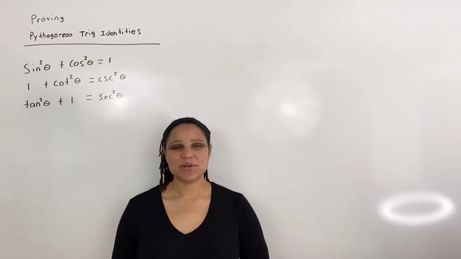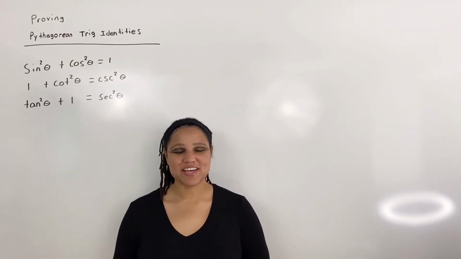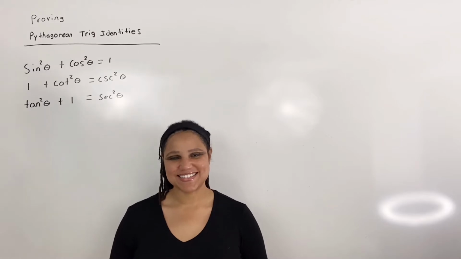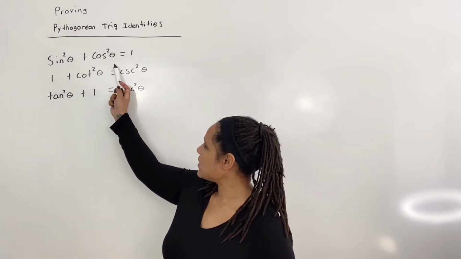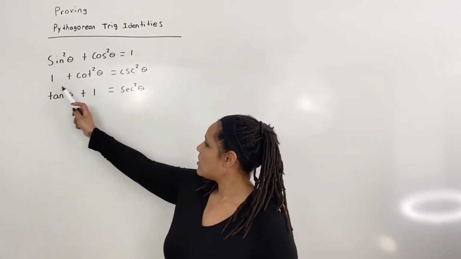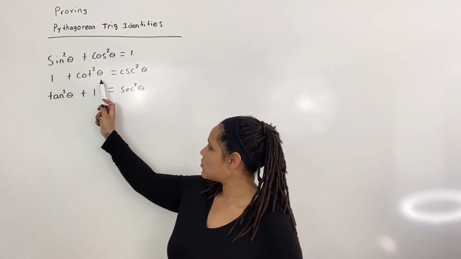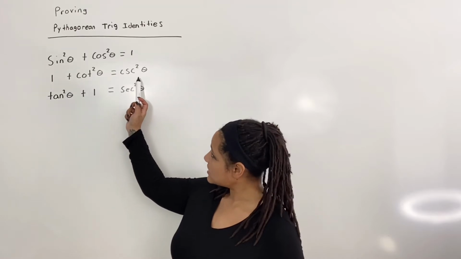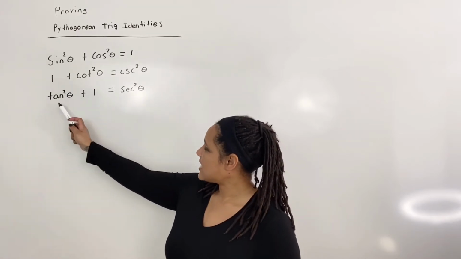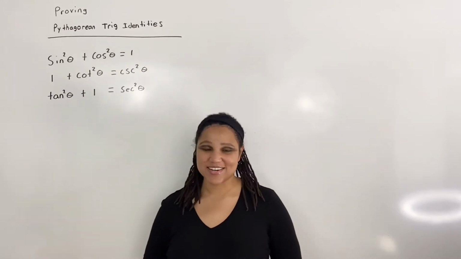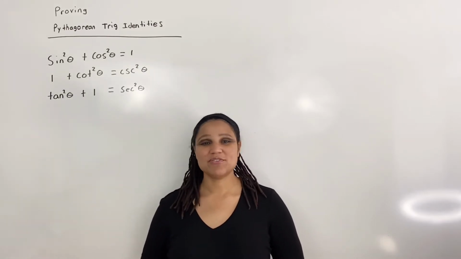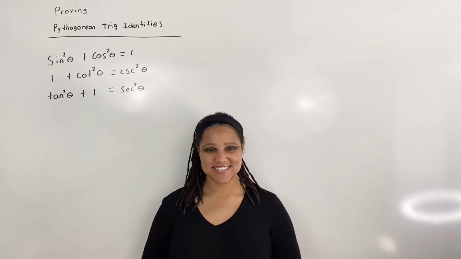In this video, we are going to prove Pythagorean Theorem trig identities. Here we have sine squared theta plus cosine squared theta is equal to 1. 1 plus cotangent squared theta is equal to cosecant squared theta. Tangent squared theta plus 1 is equal to secant squared theta. And we will prove all three of these identities.